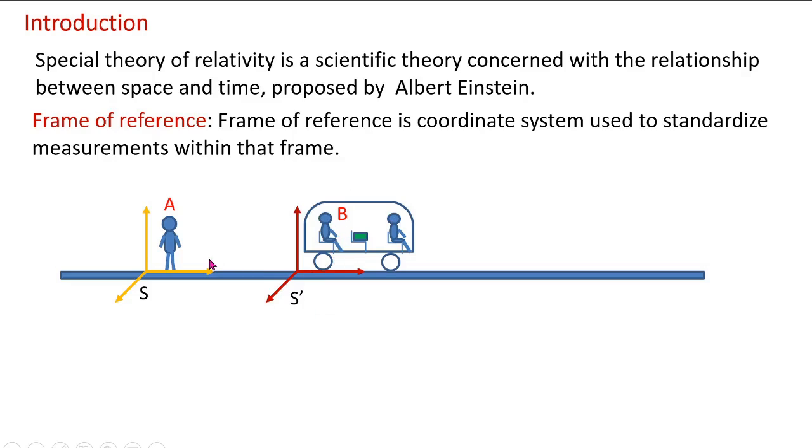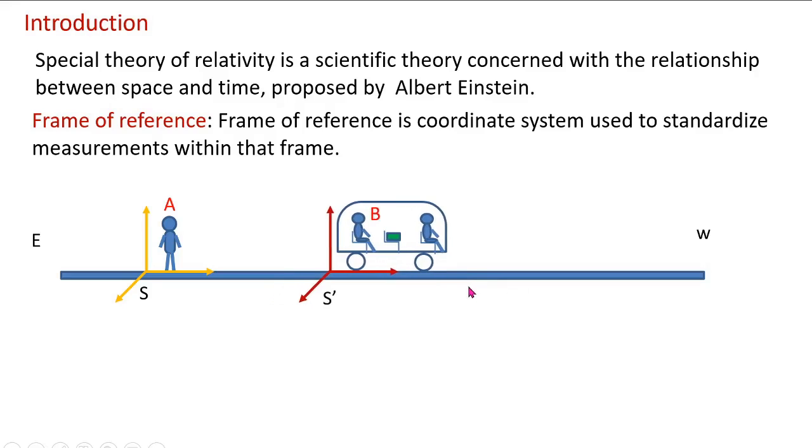Then the situation is this person A observes that the person B is at rest, the box is at rest, as well as the bus is at rest, while the person B observes that the person A is also at rest. Means with reference to this S frame of reference, the S dash frame of reference is at rest, and with reference to this S dash frame of reference, the S frame of reference is at rest.